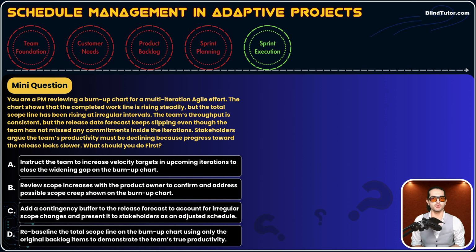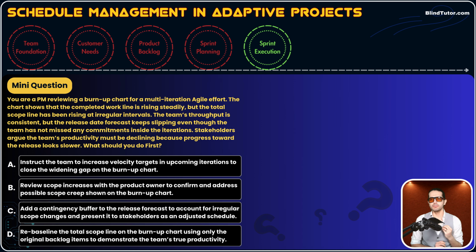A. Instruct the team to increase velocity targets in upcoming iterations to close the widening gap on the burn-up chart. B. Review scope increases with the product owner to confirm and address possible scope creep shown on the burn-up chart. C. Add a contingency buffer to the release forecast to account for irregular scope changes and present it to stakeholders as an adjusted schedule. And D. Rebaseline the total scope line on the burn-up chart using only the original backlog items to demonstrate the team's true productivity. Good question. This is exactly the type of question you'll get from burn-up chart, guys.